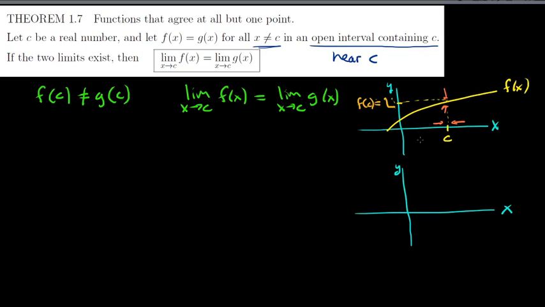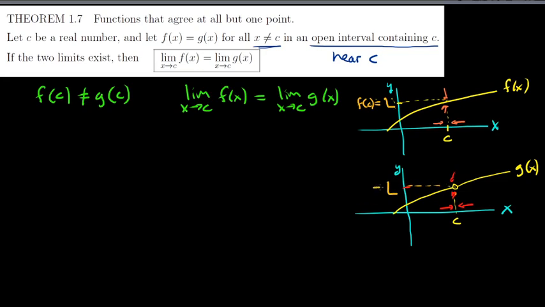So now let's look at g of x. G of x is going to be this function here. It's going to be almost the same. So look what happens at c here. Now there's a hole in the graph. So as x is approaching c from both left and right, y is approaching the same L. It's still equal to L here.